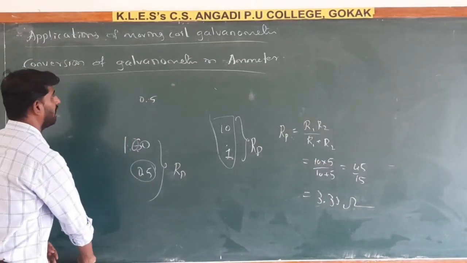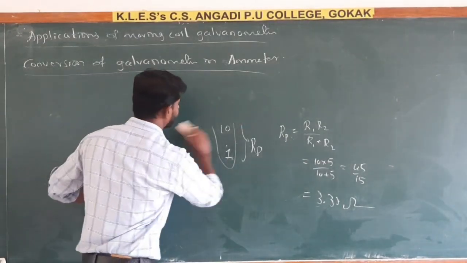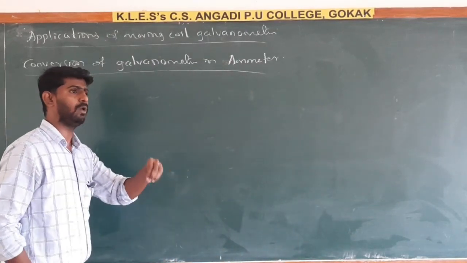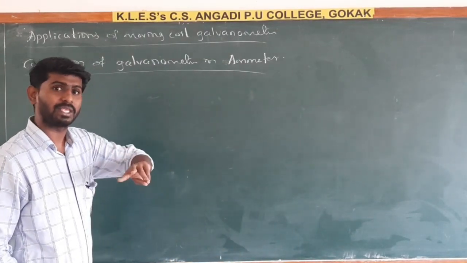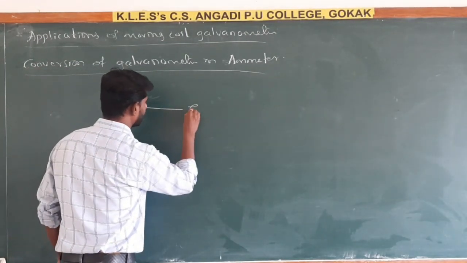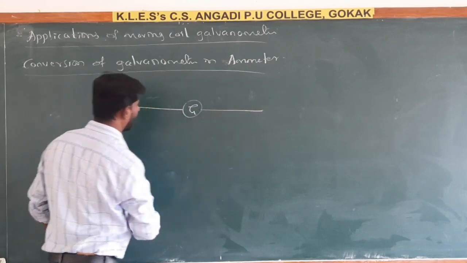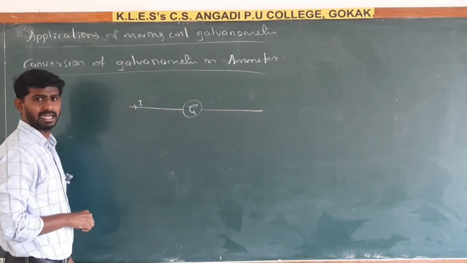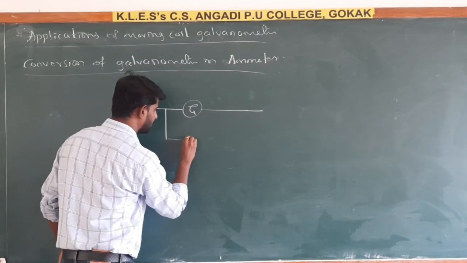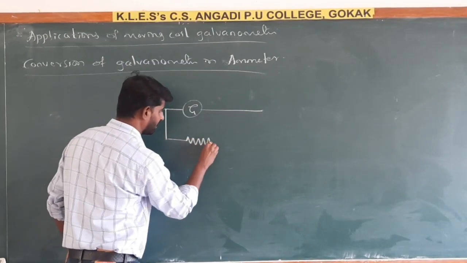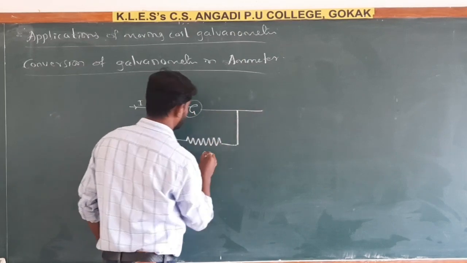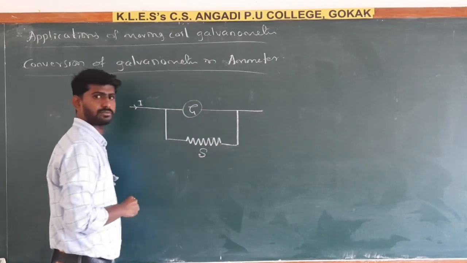So this is a trick used to reduce the resistance of the galvanometer, so that it can be used to measure the current by considering it as an ammeter. Okay, so this is the diagram. This is the galvanometer and the current is flowing through that galvanometer, and we connect a resistor in series with it, right?